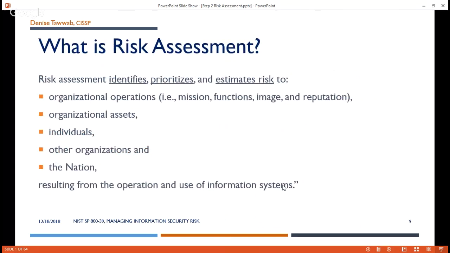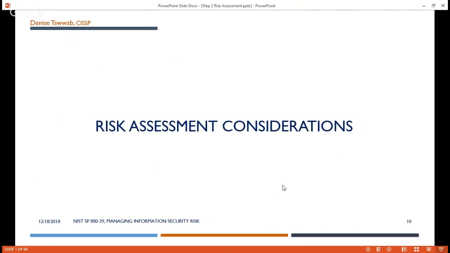So, a risk assessment identifies, prioritizes, and estimates risk to your organizational operations, your organizational assets, your individuals, other organizations, and the nation, resulting from the operation and use of information systems. So I've said that for the 3rd time, so I hope we all are clear on what a risk assessment is. Now, your risk assessment considerations.